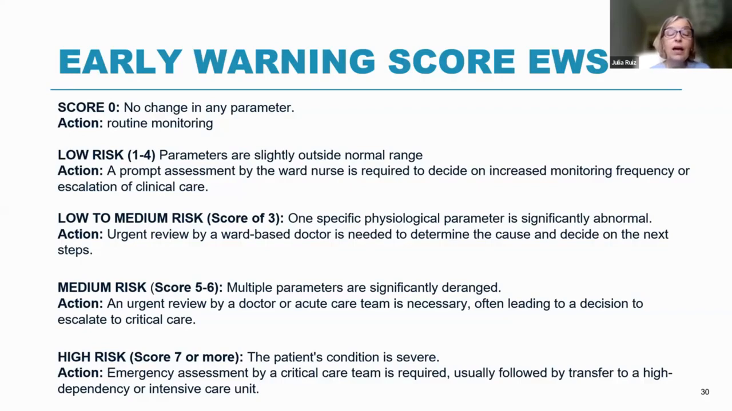on the next steps. At medium risk, the score would be 5 to 6, and multiple parameters are significantly deranged. So the action will be an urgent review by an acute care team, emergency, to lead the decision to probably escalate to critical care. And if you have a score of 7 or more, the patient's condition is severe, so an emergency assessment is needed by a critical care team, and probably transfer of the patient to a high dependency or intensive care unit.